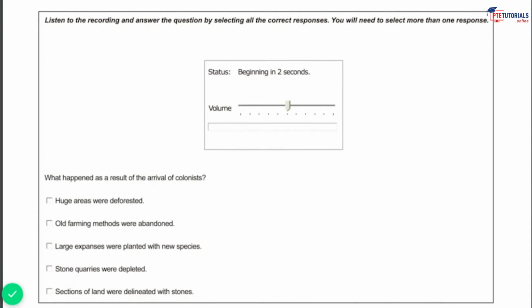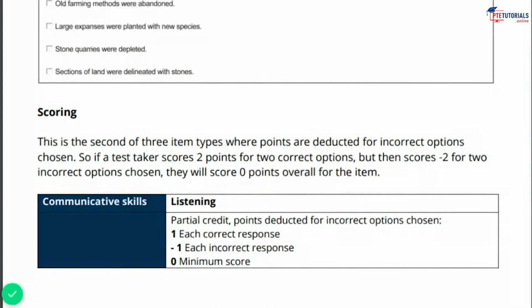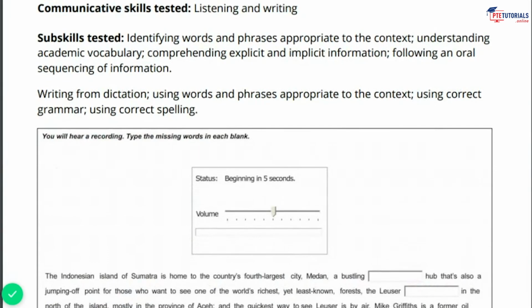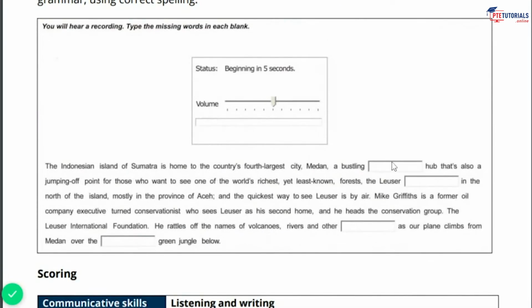Negative marking is there, +1 for selecting the correct answer, -1 for selecting the incorrect response, and minimum score will be 0. Next will be fill in the blanks. In this question, you're going to listen to the audio, match the words, and then write the word here. So first listen and then write, listening, writing, no negative marking, and +1 for writing the correct word.